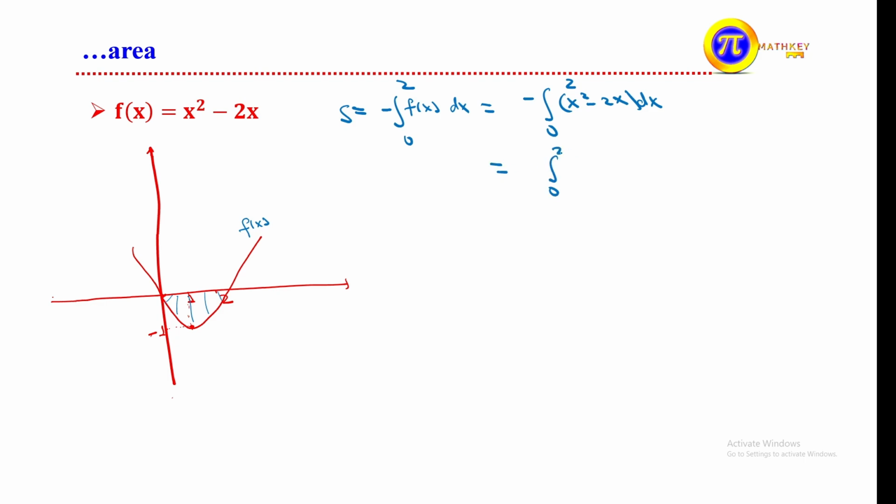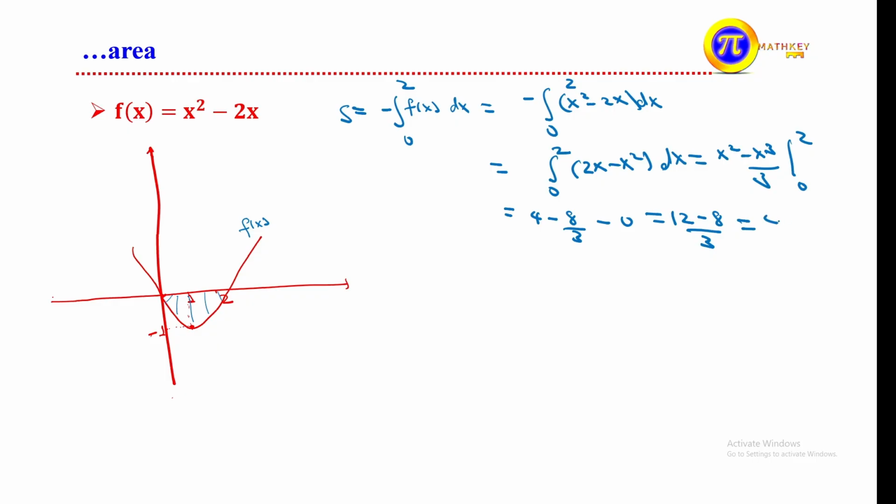If you want, distribute this negative, and this becomes the integration from 0 to 2 of 2x minus x squared dx. The integration of this is x squared minus x cubed over 3 between 0 and 2. Now when we insert 2, this becomes 4 minus 8 over 3, minus, when we insert 0, that is 0 minus 0. Taking the LCM, which is 3, 3 times 4 is 12, so 12 minus 8 over 3. The result is 12 minus 8, which is 4 over 3. The area S is 4 over 3 square units.